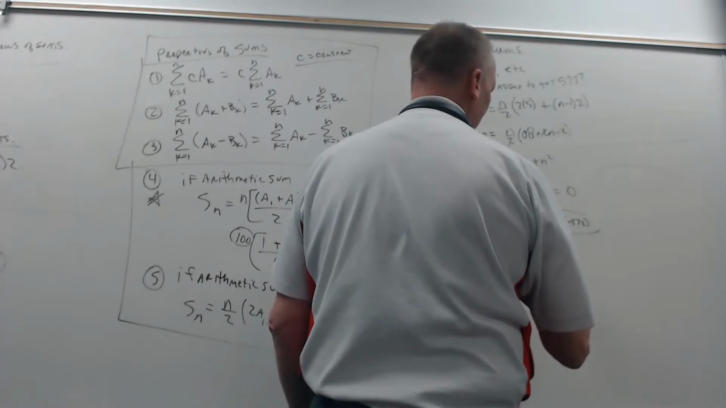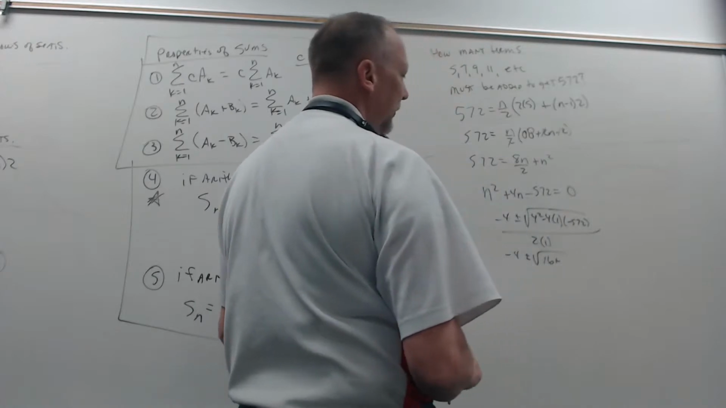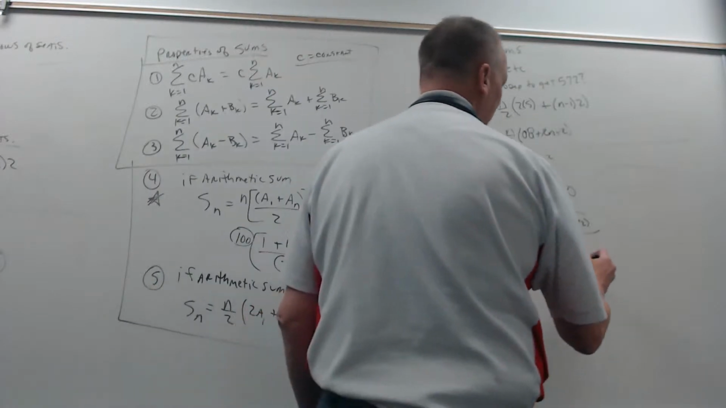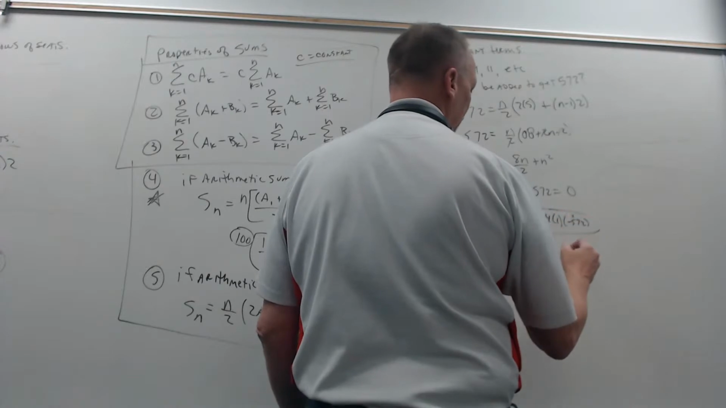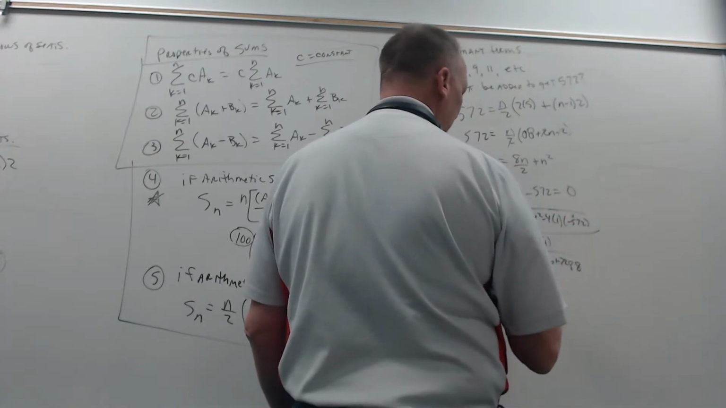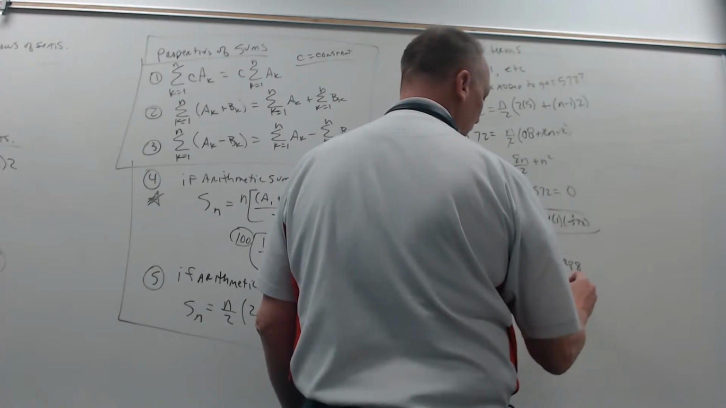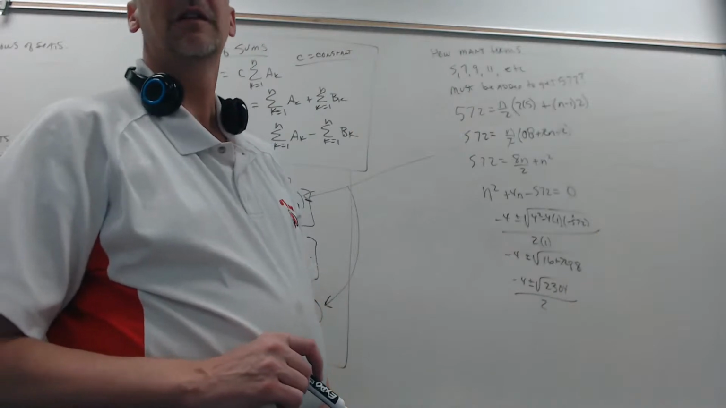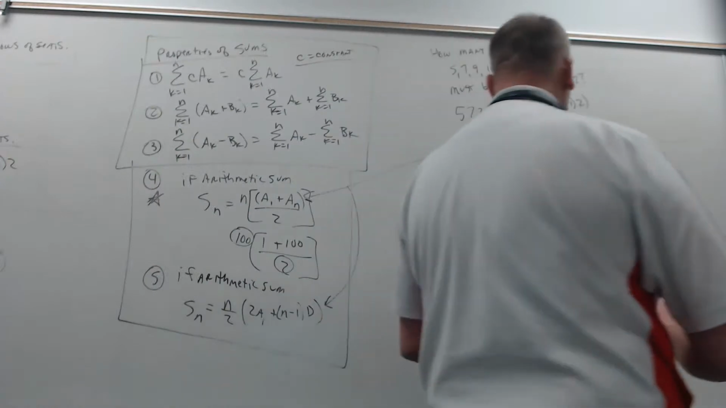Negative 4 plus or minus the square root of 16 plus, that's a huge number though, I don't know if that's helpful. What's 4 times 572? 4 times 2 is 8. 4 times 7 is 28, carry the 2. 4 times 5 is 22. 2,288. So this is negative 4 plus or minus the square root of 2304, all over 2. What's the square root of 2304? It's a nice number, I hope. What was it? 48. 48, as everybody knows.